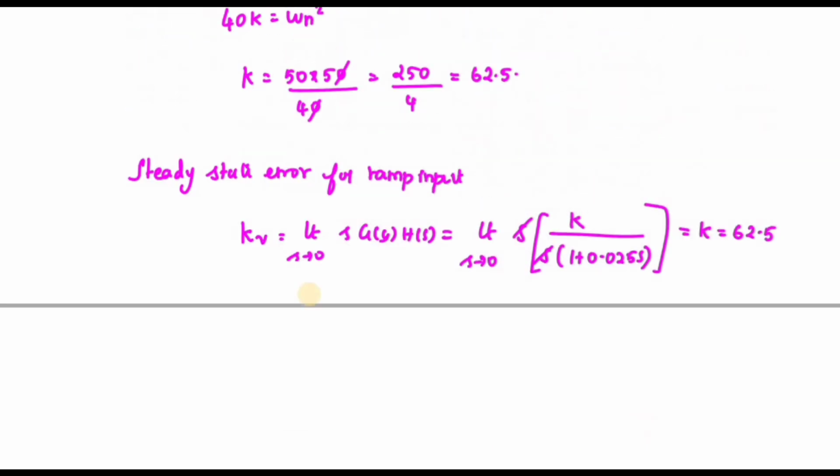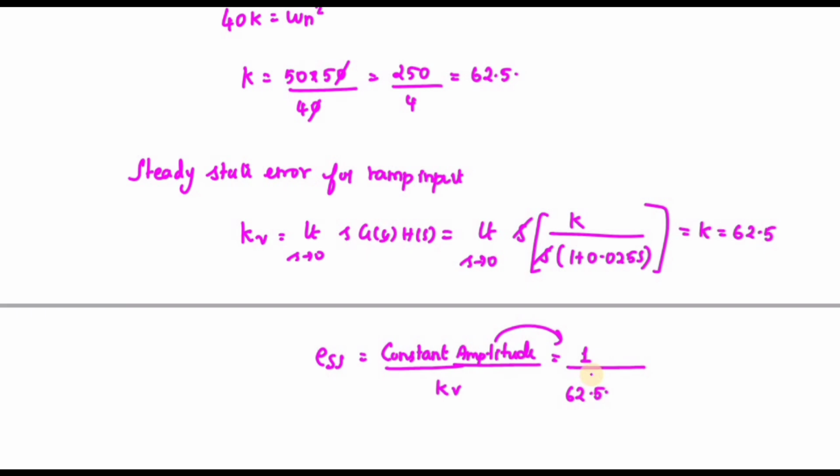So how to find the steady state error? I am going to take the amplitude as 1, divided by Kv. So that is 1 divided by 62.5 is your answer. Thank you.